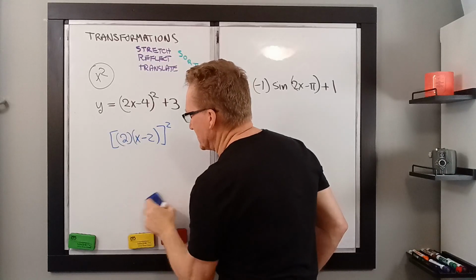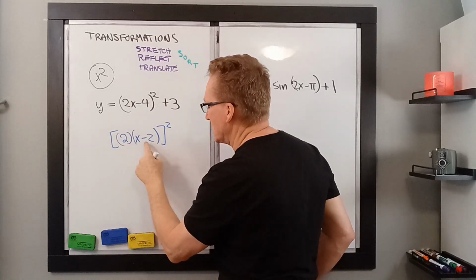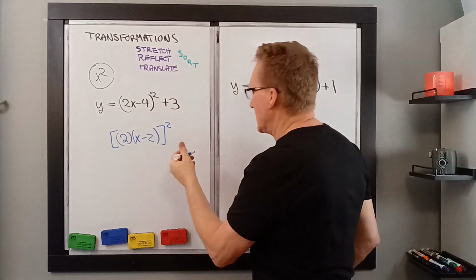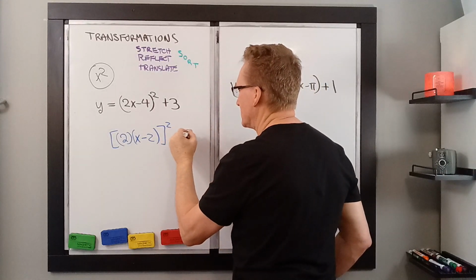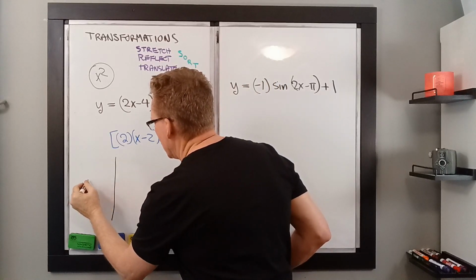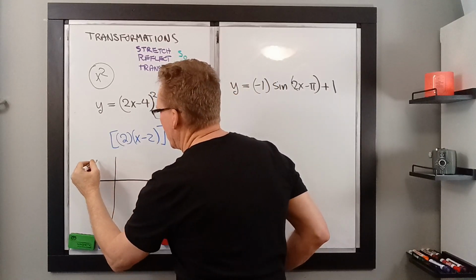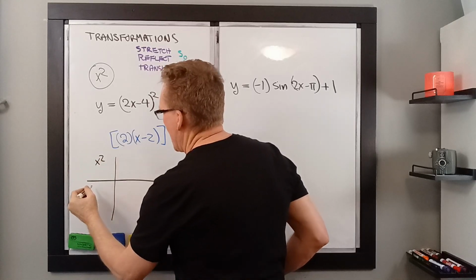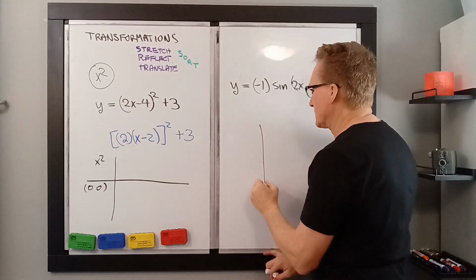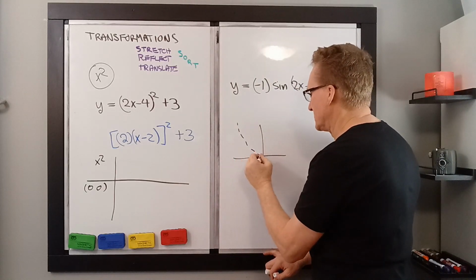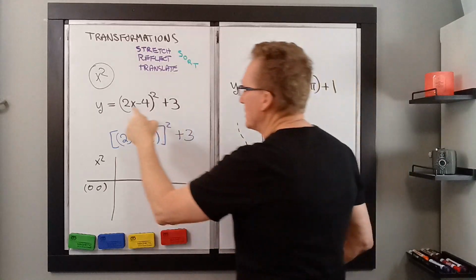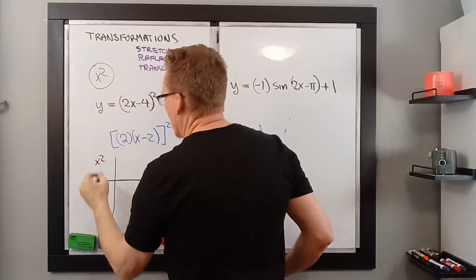So it's very important that we can separate these two. Once we've separated these two, we can act upon them. This is a stretch. This is a translation. We do this first, and then we do this. And we still have a plus 3 at the end. So let's take a look at a couple of points here. I'm going to give myself some space here. Here are the original points, x squared. The original point, of course, is 0, 0. If we had to draw x squared, it would be something like this. 0, 0 is on there. 1, 1 is on there. When x is 1, y is 1.